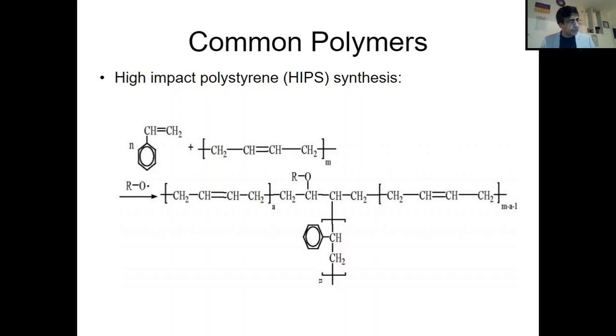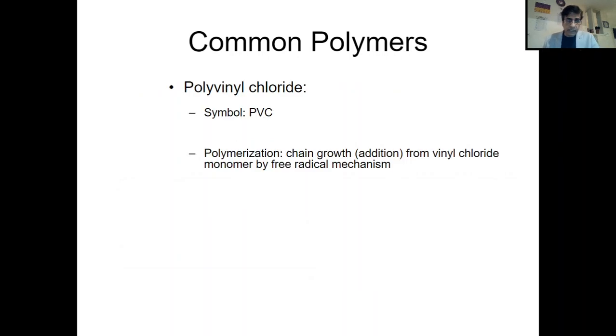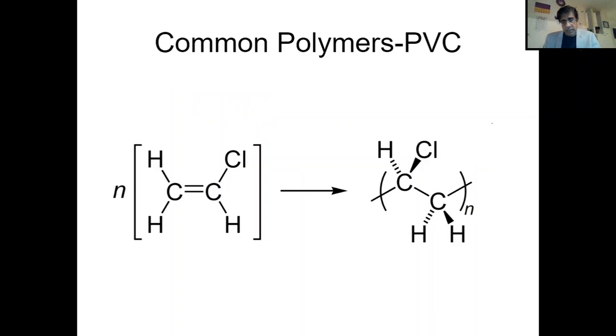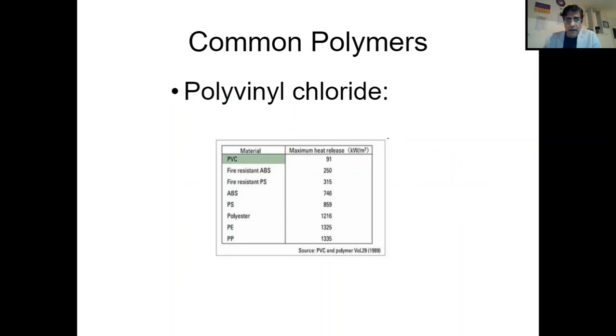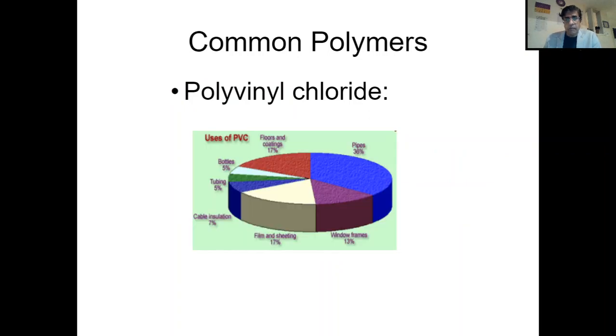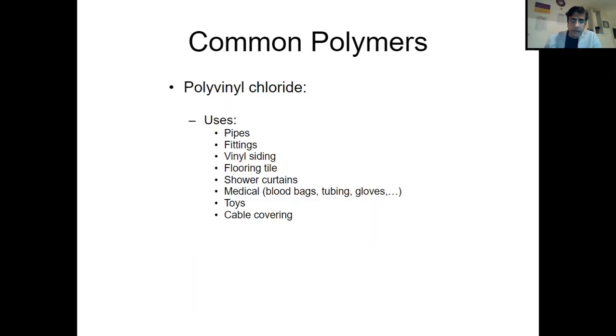Okay, and the next is your polyvinyl chloride, the symbol PVC, and it is also produced by addition chain growth polymerization. This is the structure. Again, here you have to look at where the Cl is present: isotactic, syndiotactic, atactic, and these are some important properties which you have to remember. Where are they used? Mostly in the construction or pipe industry. Okay, these are the polyvinyl uses.